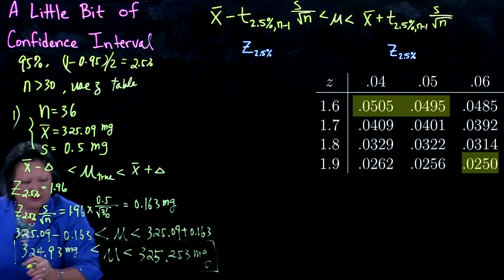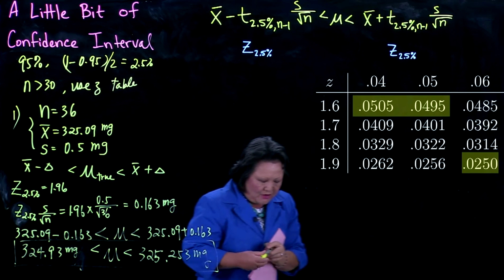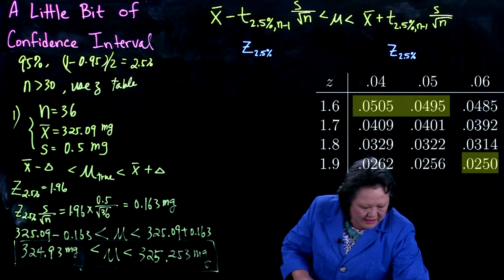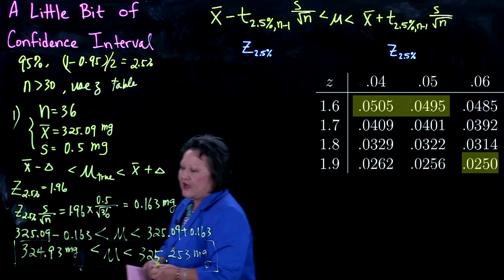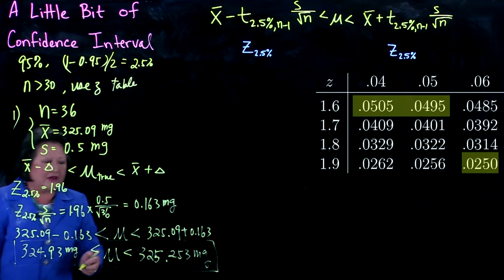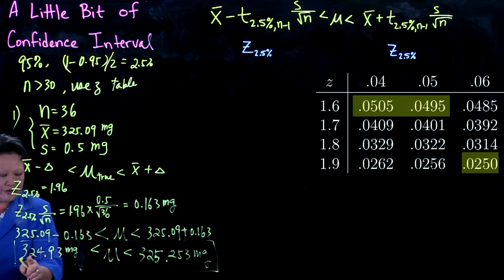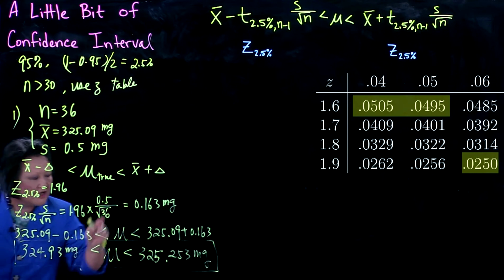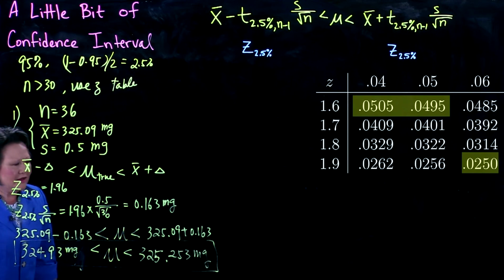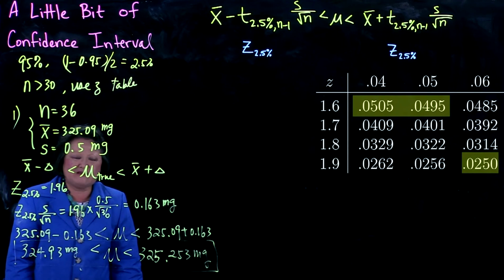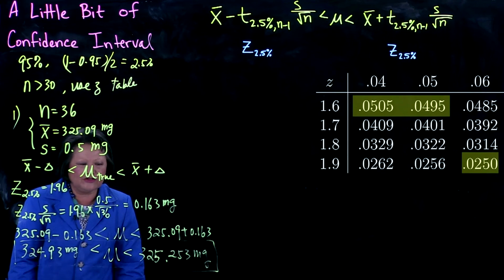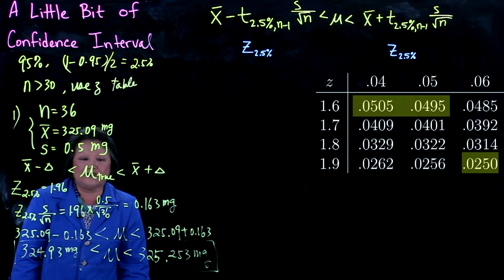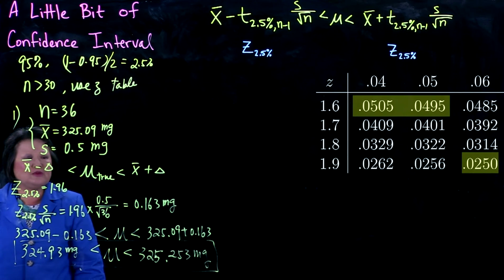So what's the interpretation? Well, I'm going to switch to a different one. You say, hey, you want to know the population mean, the content. I don't know that without sampling all the tablets, but I can tell you with 95% confidence it's somewhere between 324.93 milligrams and 325.25 milligrams. That's a difference of about 0.32. Is that too big? Is that good enough to be FDA approved, for instance, to claim purity?